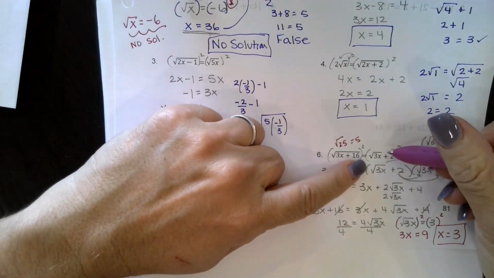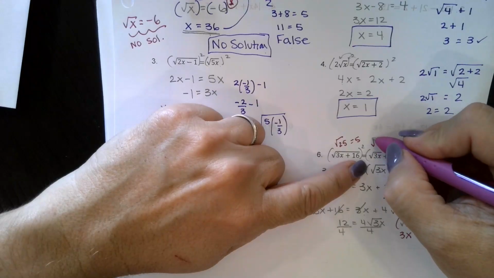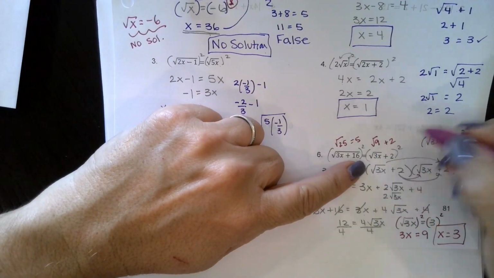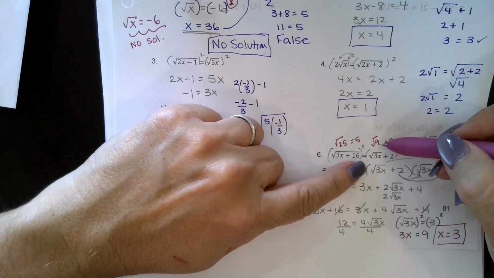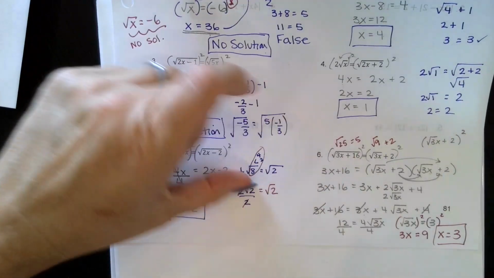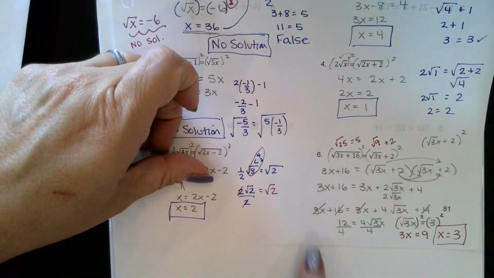Over here, I plug it in, and this gives me the square root of 9 plus 2. And the square root of 9 is 3. 3 plus 2 is also 5. So x equals 3 is my solution.